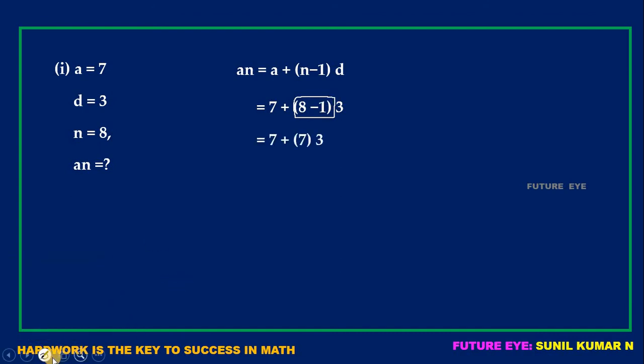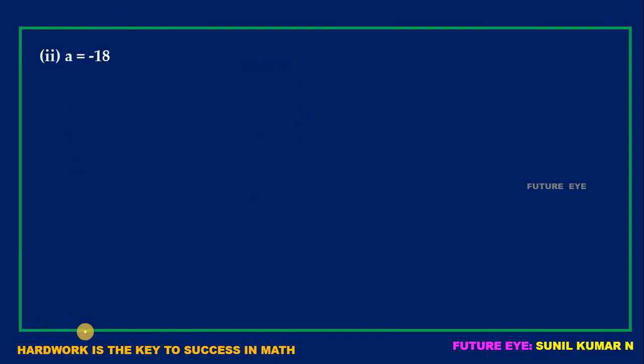Now 8 minus 1 is 7. Now this 7 multiplied by 3, 7 threes are 21, and the 7 you write as it is, children. Now add 7 plus 21 is 28. So 28 is the an value, means the 8th term in this AP will be 28. You have to understand like that. Next let us move on to the second problem.